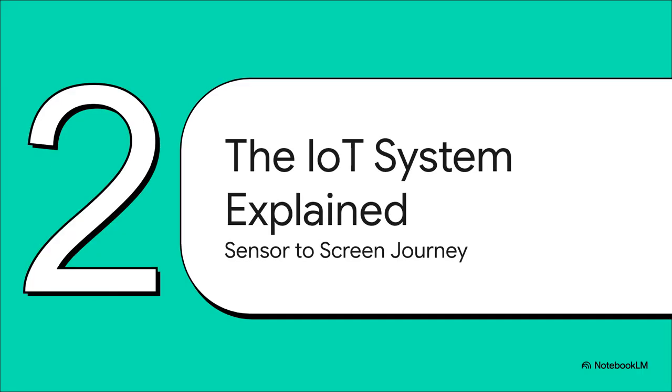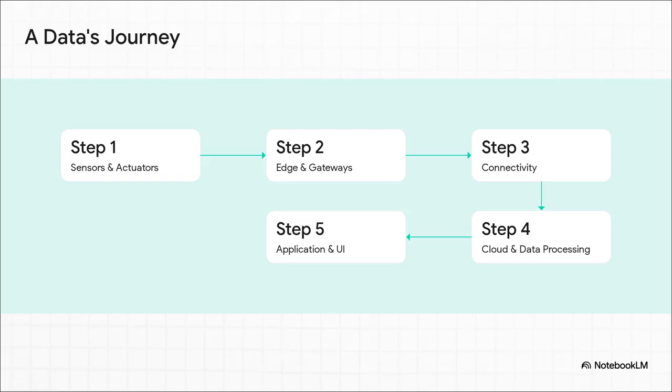Okay, to really get a grip on how this all works, we're going to follow a single piece of data on its 5-step journey. We're going to track it from a physical sensor all the way to your screen. It's a pretty cool process. All right, so here's the roadmap for our data's journey. It starts with a physical interaction, moves through some local processing, travels across networks, gets analyzed up in the cloud, and then finally it shows up on a screen for a person to see. Let's break each of these down.